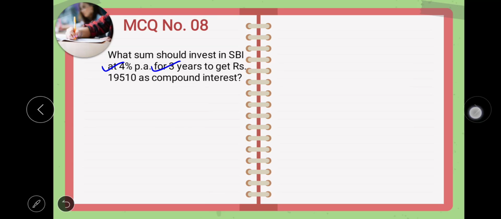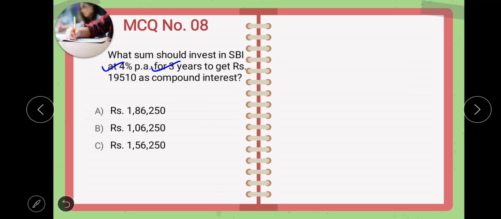So the options are given here. A, rupees 1,86,250. Option B, rupees 1,06,250. Option C, rupees 1,56,250. And option D, rupees 1,76,250.